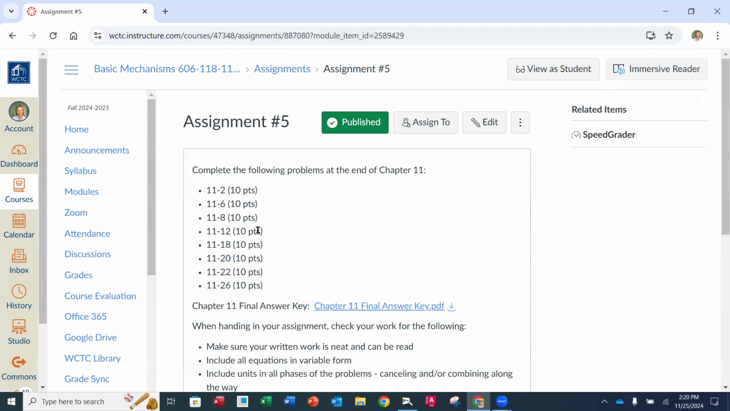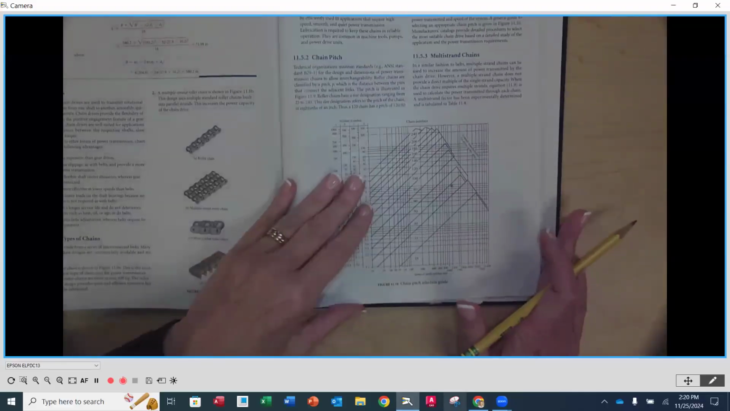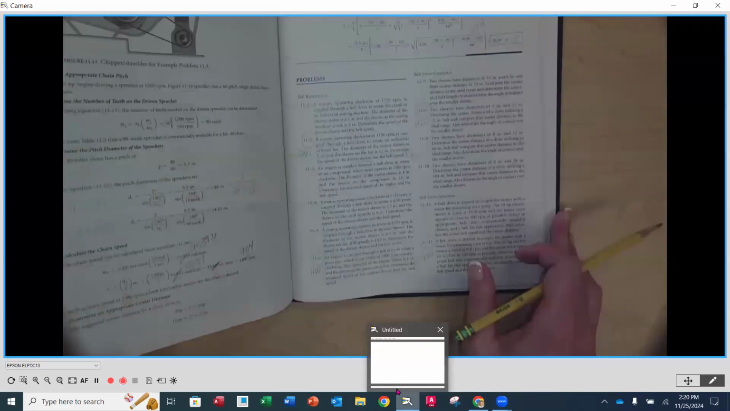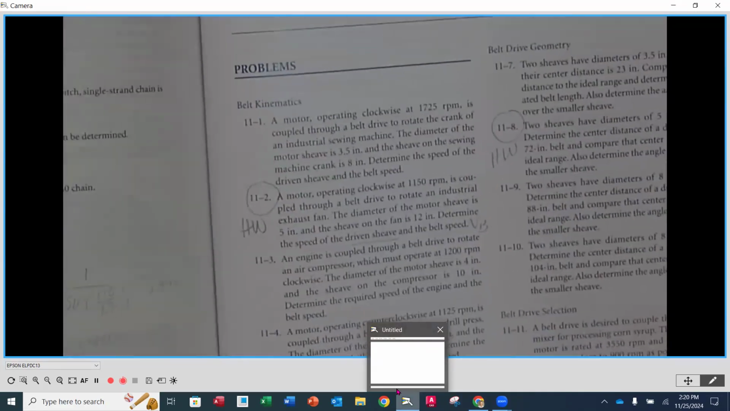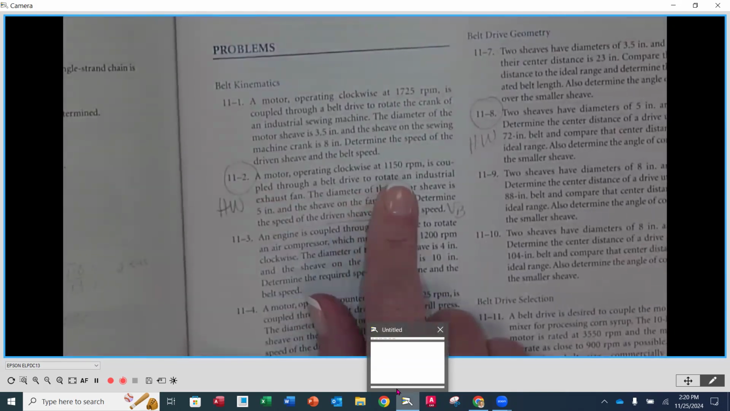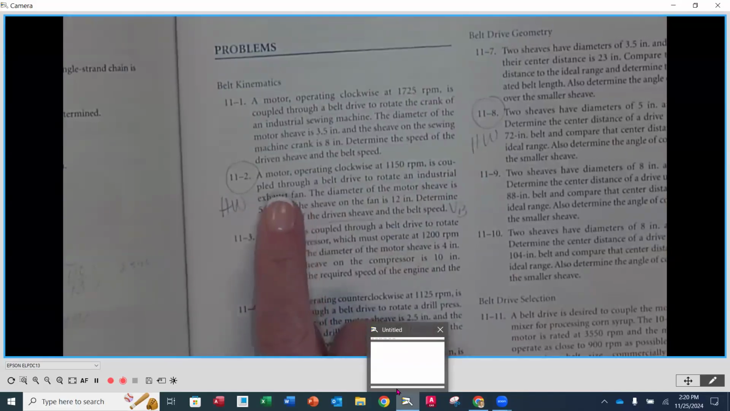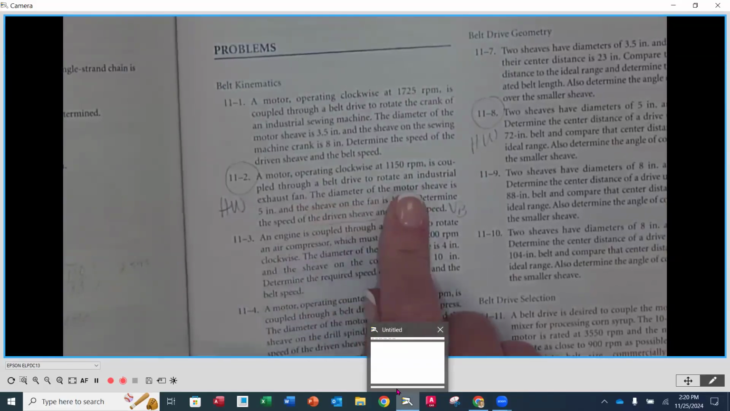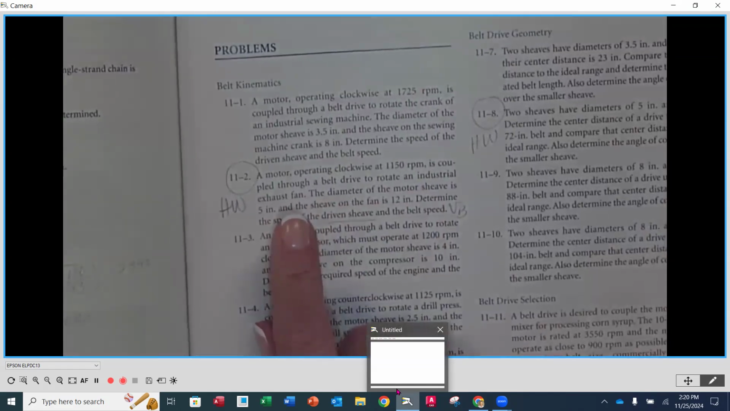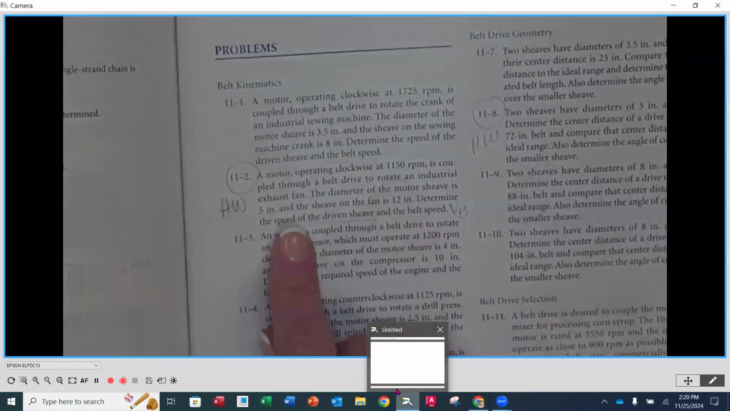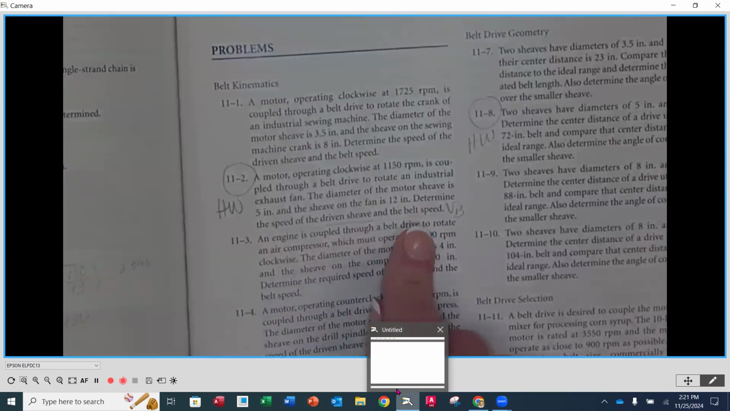And we're going to take a peek at what homework problems would apply to what we've already done. I believe through 18 we should be good, but let's take a peek. These are all at the end of the chapter. The first one is 11.2. It says a motor operating clockwise at 1150 RPM is coupled through a belt drive to rotate an industrial exhaust fan. The diameter of the motor sheave is 5 inches and the sheave on the fan is 12 inches. Determine the speed of the driven sheave and the belt speed. Okay, so you have what you need for that.